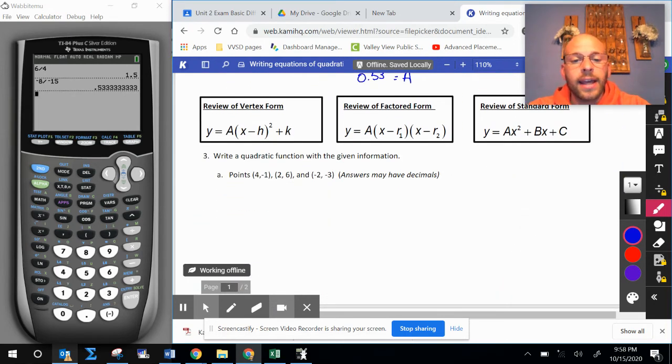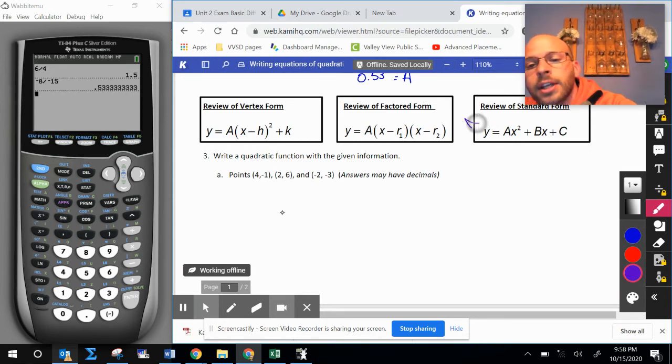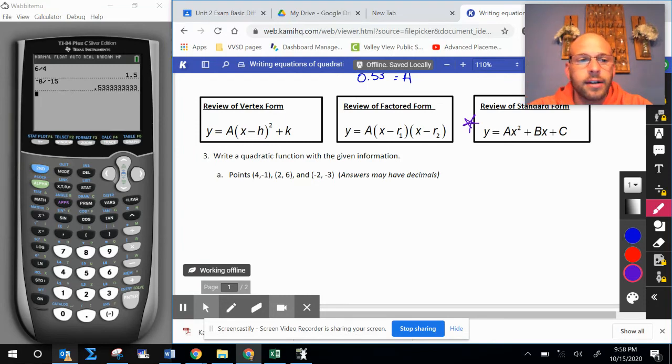If you take a look, I have 3 points again, but none of these points are x-intercepts. They're not zeros of my function. I just have 3 random points, and when you're given 3 random points, I am going to use standard form. So we went through these directions in the calculator. I'm going to go through them step by step.